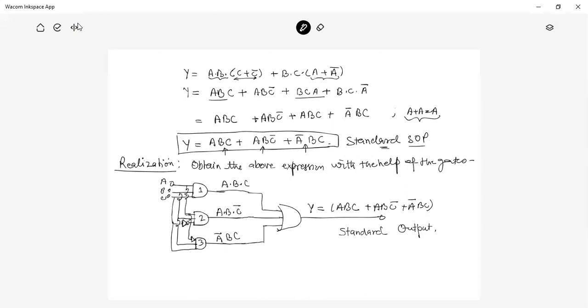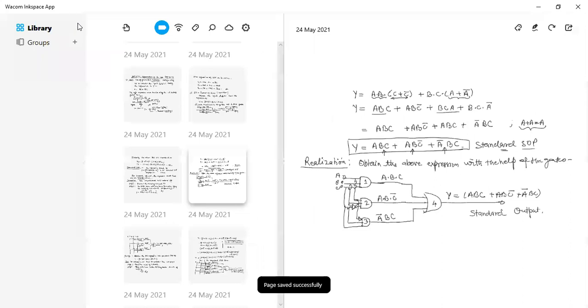And these outputs of 3 gates are coming to the input of this 4th, the ORing. And the 4th ORing gives Y: A B C, A B C bar, A bar B C. So these are the standard output of the given expression.